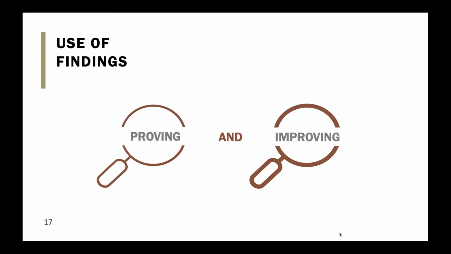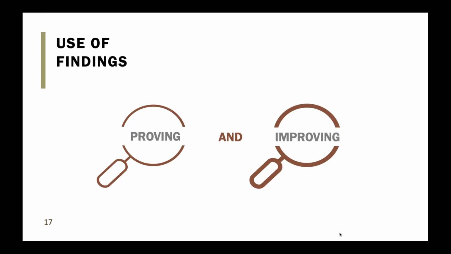Proving is focused on accountability. It's focused on did you do what you said you were going to do? Did you retain the students that you said you were going to retain? Did you graduate the number of students that you said you were going to graduate? Improving is much more focused on the continuous improvement process. So in improving, you're focused on, well, how can we get better at retaining individuals? How can we get better at graduating individuals?